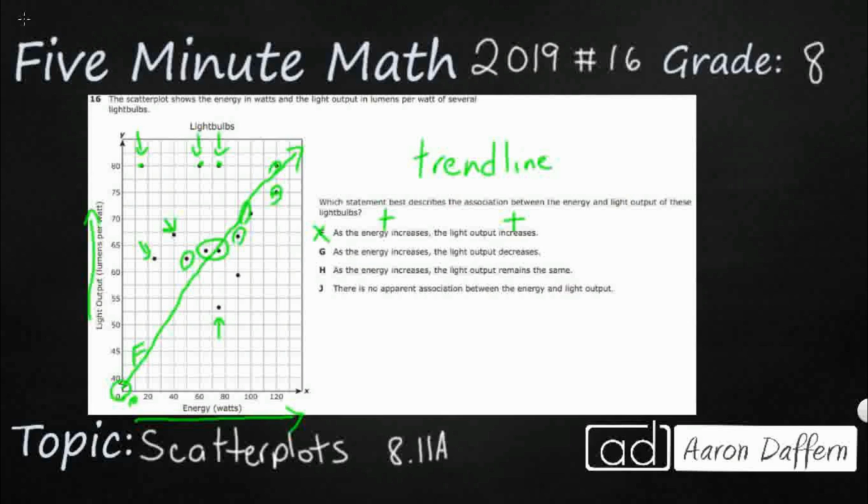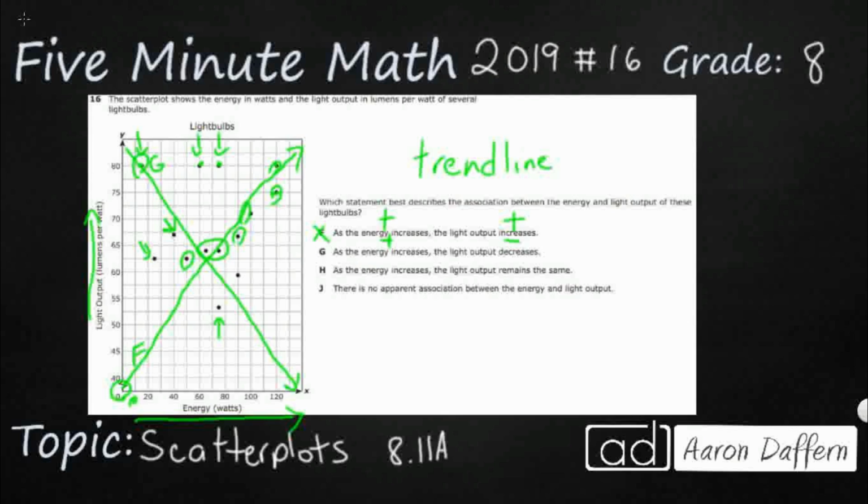Let's check G. As the energy increases, the light output decreases. So it would be another line. As the energy increases, goes to the right, the light output decreases, so we would be getting smaller. We would start somewhere near the top here and come down here. So this would be a line for G.